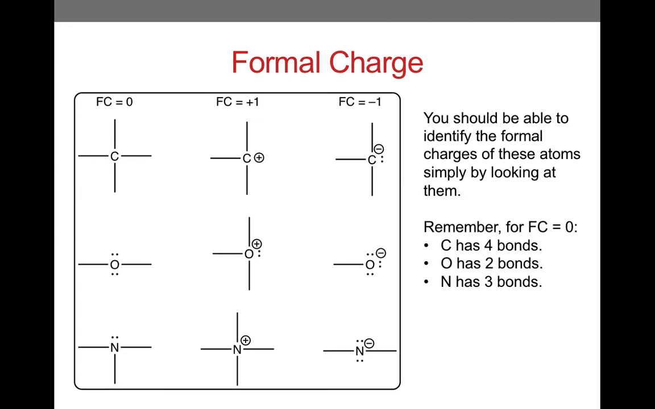It is important to be able to identify the formal charges. The formal charge will be 0 if carbon has 4 bonds, oxygen has 2 bonds and 2 lone pairs, and nitrogen has 3 bonds and 1 lone pair. Examples of formal charges of +1 and -1 for carbon, oxygen, and nitrogen are shown here. Take a moment to review them.